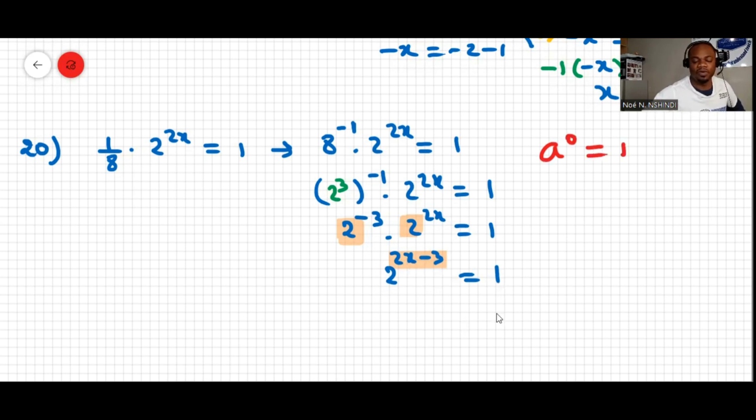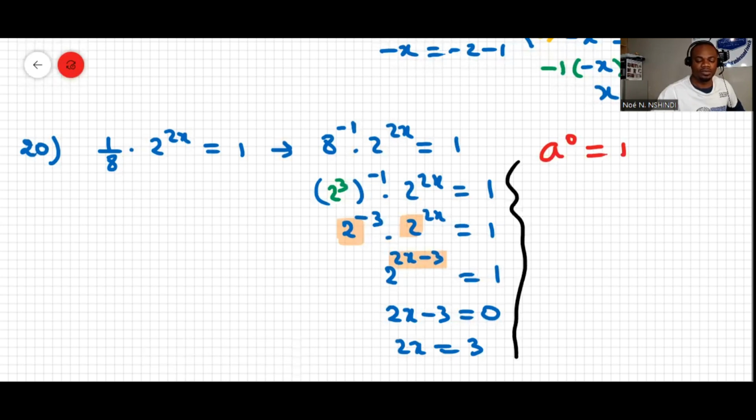So if we have 1 here, it means 2x minus 3 equal to 0. Okay, it means 2x minus 3 equal to 0. And then that makes 2x equal to 3. And if 2x is equal to 3, we can work out x when we divide by 2 and by 2 there. And then we get x equal to 3 over 2.